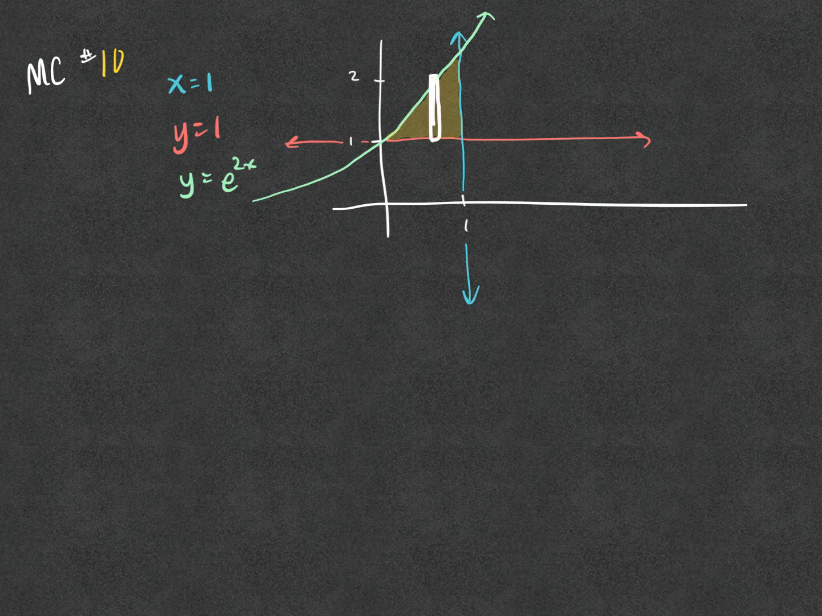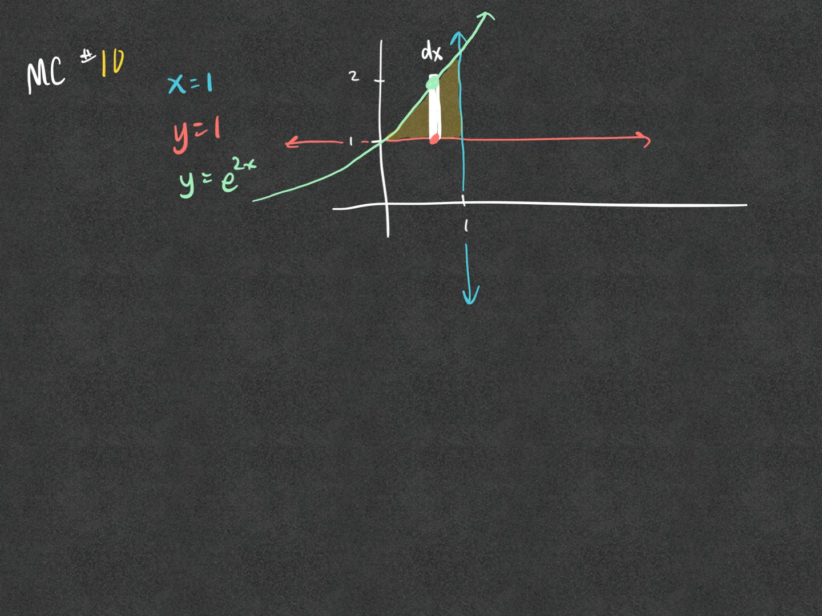Make that representative rectangle so we know that the width of the rectangle is dx, and the height of the rectangle is the y value minus this y value. The y value of the green curve minus the y value of the red curve. Remember, if you were 18 and I'm 55, the distance between us is 55 minus 18, or 37. So the height of the rectangle is the green y value minus the red y value.